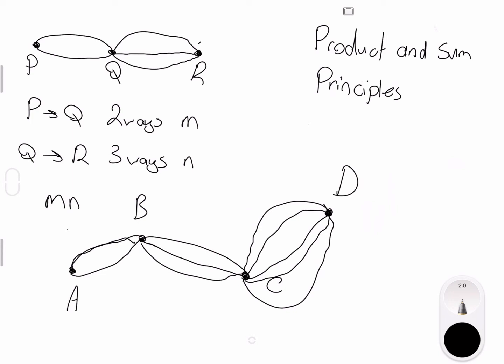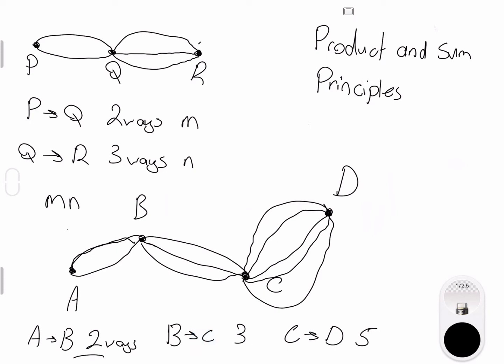Well, let's look at it. We've got two ways from A to B. There's two ways. B to C, three. And from C to D, there's five. Well, what the product principle will tell us is if we just multiply these three numbers, the 2, the 3, and the 5, all together, then we'll get the number of ways in total that we can get there.